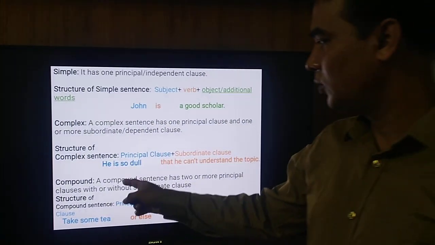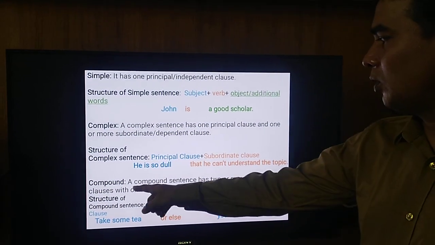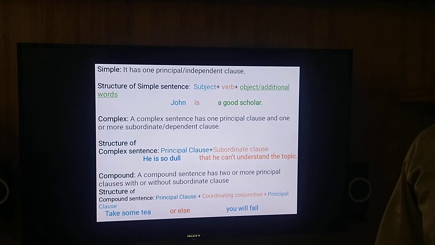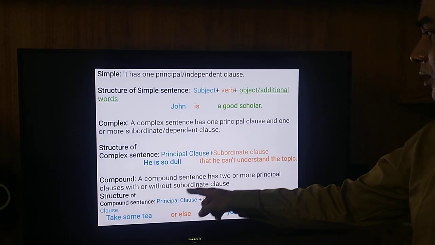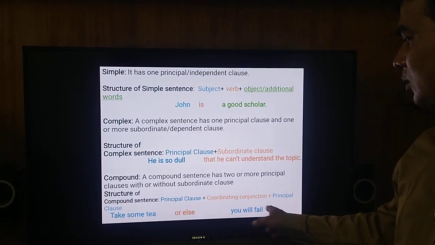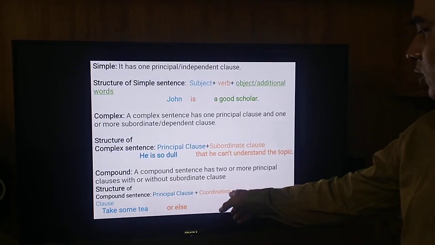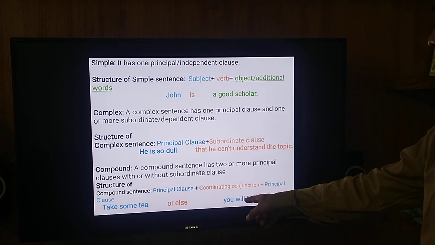And now compound sentence. A compound sentence has two or more principal clauses with or without subordinate clauses. Structure: principal clause plus coordinating conjunction plus principal clause. Example: take some tea or else you will fail. Here the principal clause is take some tea, or else is the coordinating conjunction, and another principal clause is you will fail.